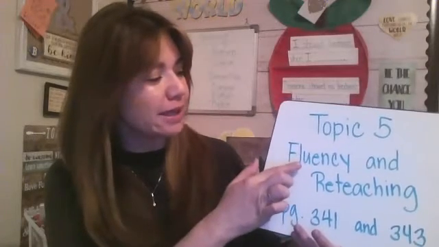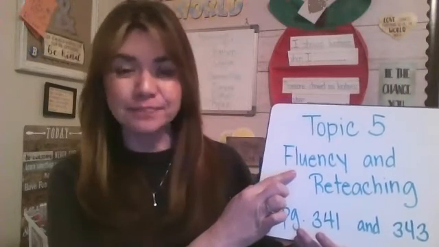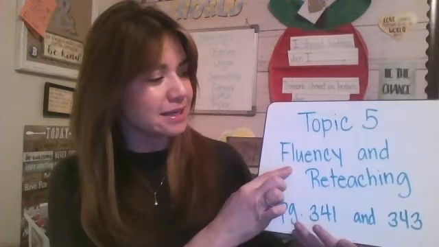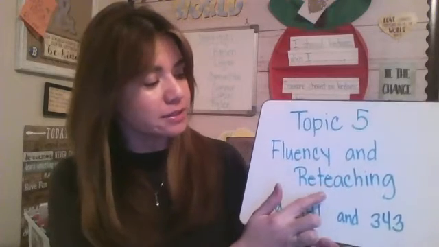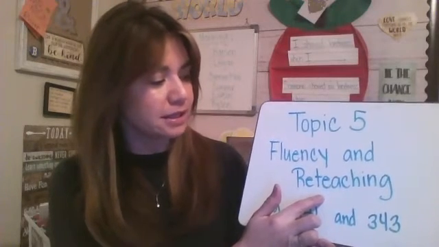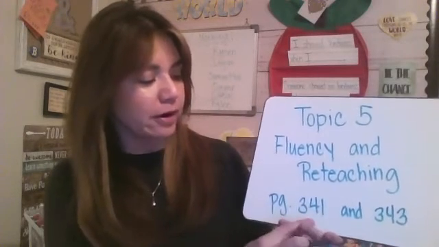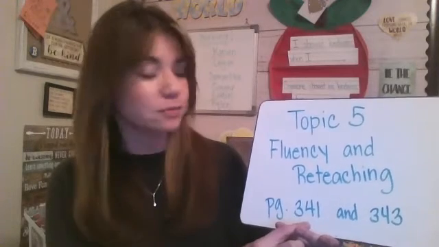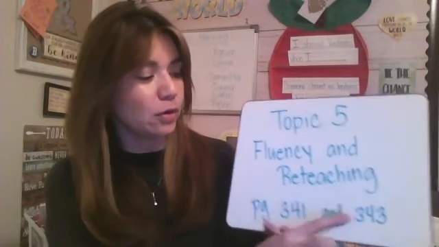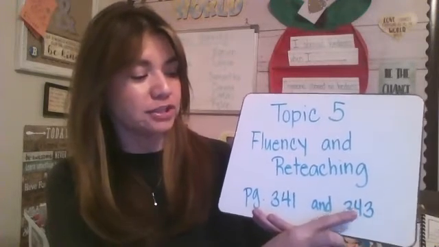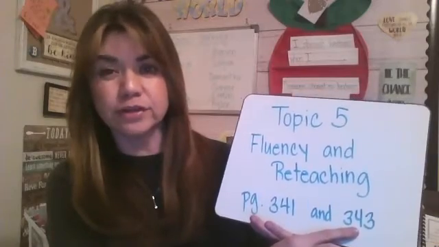So we're going to be looking at the fluency game that is part of the ending of the chapter. And then we're also going to be looking at the reteaching pages. You're going to find the fluency part on page 341. That's where we're going to start. And then we'll switch to the reteaching pages that are found on page 343.